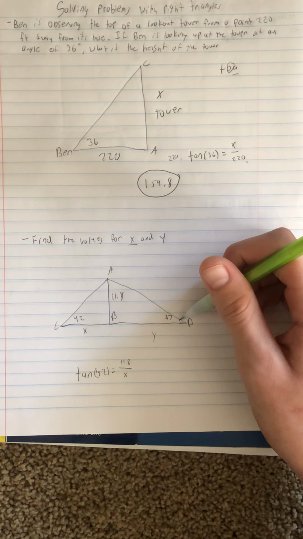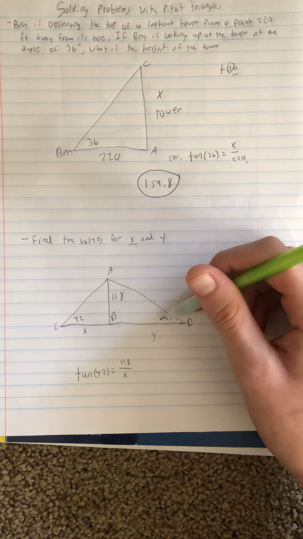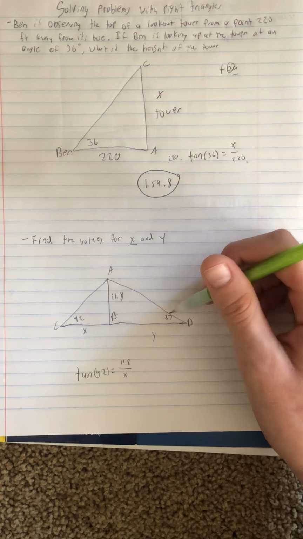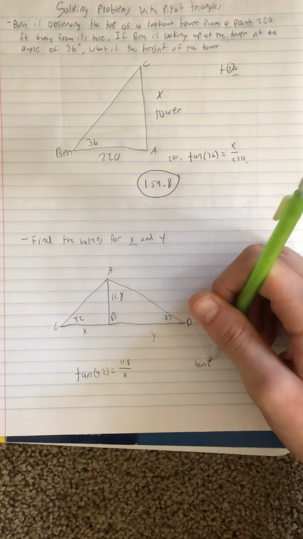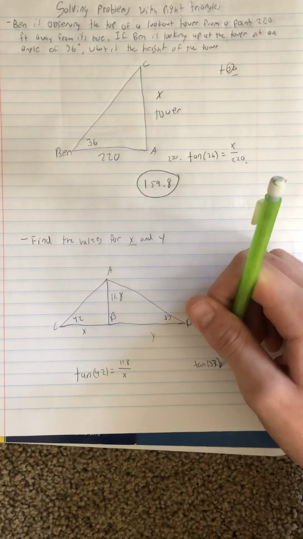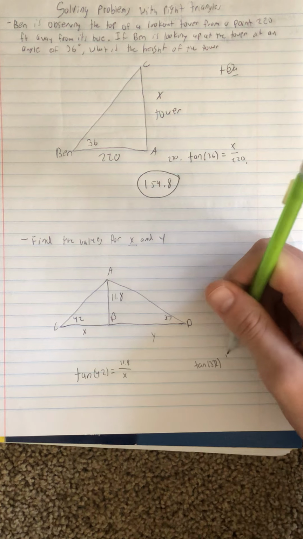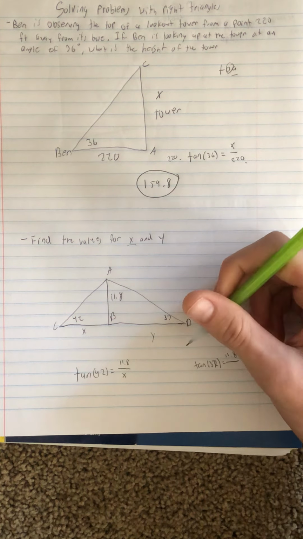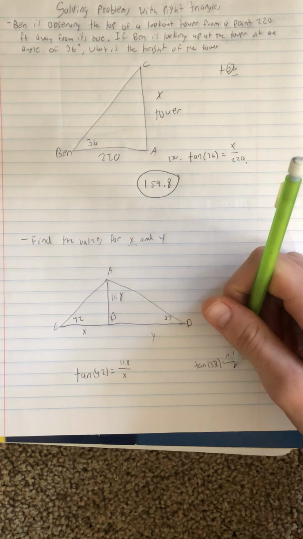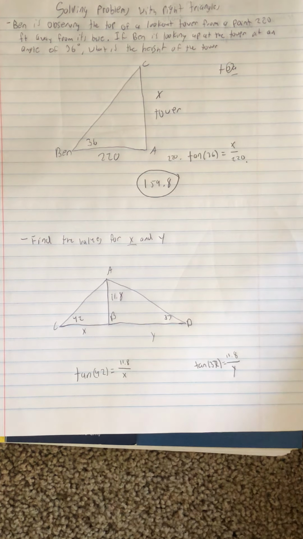It gives us this angle, which is 37 degrees, and we're also trying to find this. So from this, we have our opposite side, which is our 11.8, and we are looking for our adjacent side, which is y. Okay, plug this into the calculator.